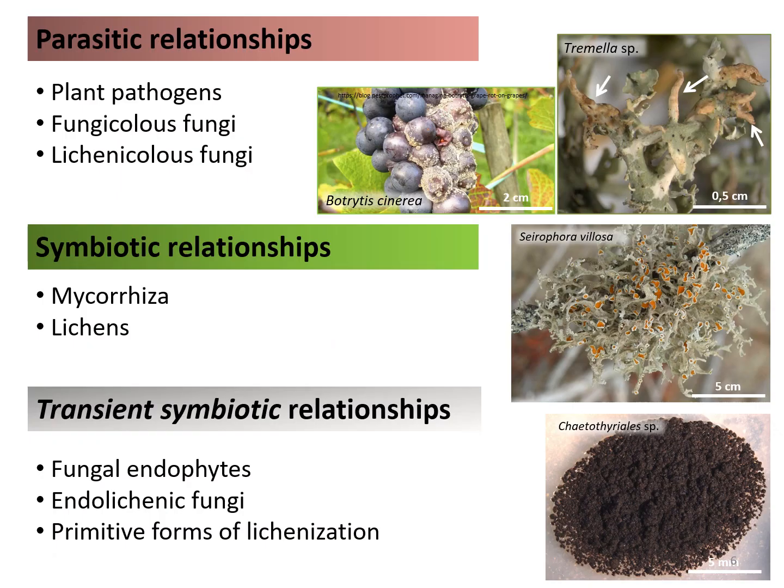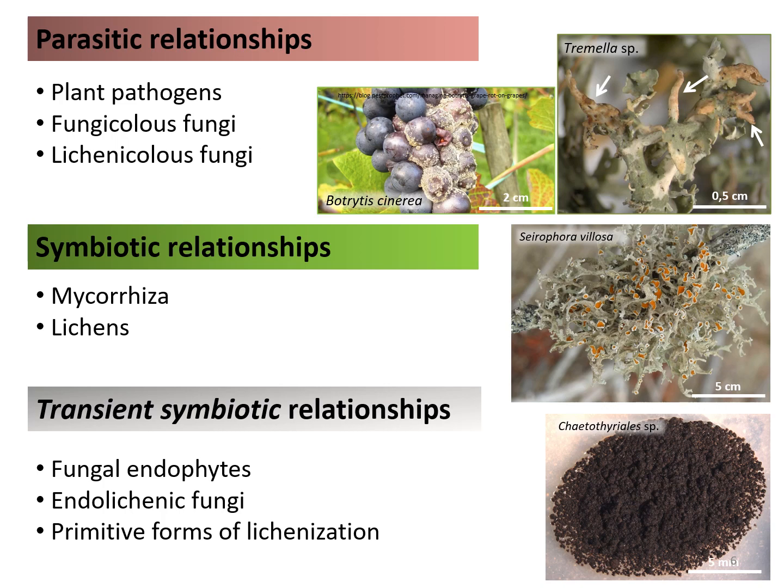The key relationships, we said, are the parasitic one, and there are those involving plant pathogens, for example, or fungi which can parasitize other fungi, or even fungi which can parasitize lichens, the well-known lichenicolous fungi. Alternatively, symbiotic relationships are the typical mycorrhizal symbiosis and the lichen symbiosis. And lichen symbiosis is best identified by the multiplicity of thallus forms that a fungus can build when co-growing with certain algal partners.